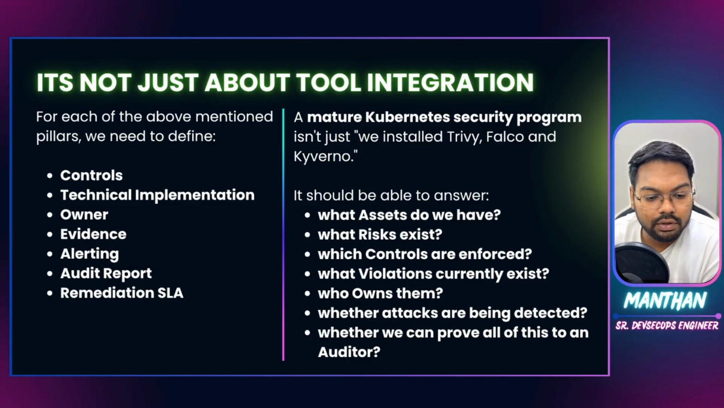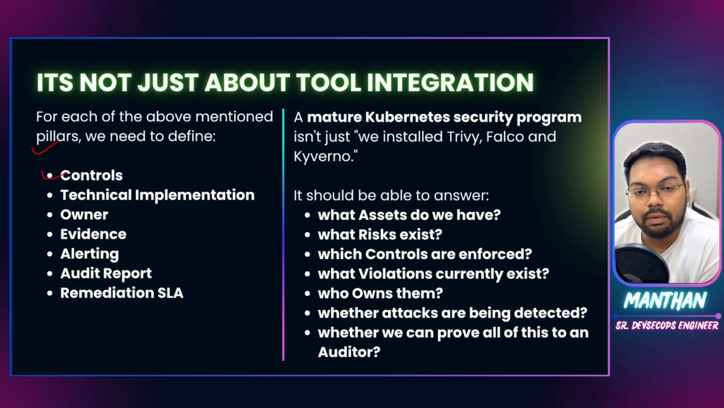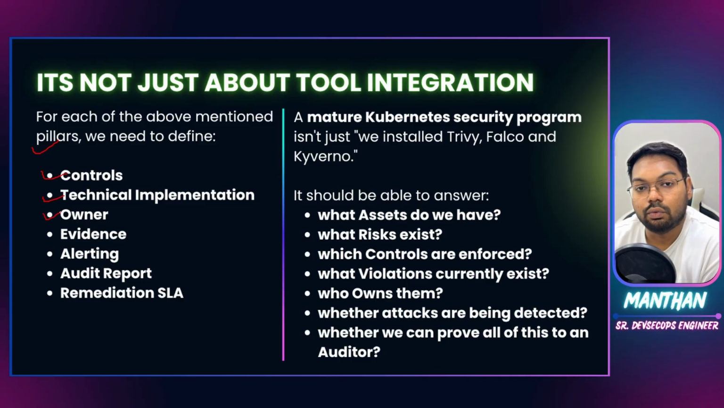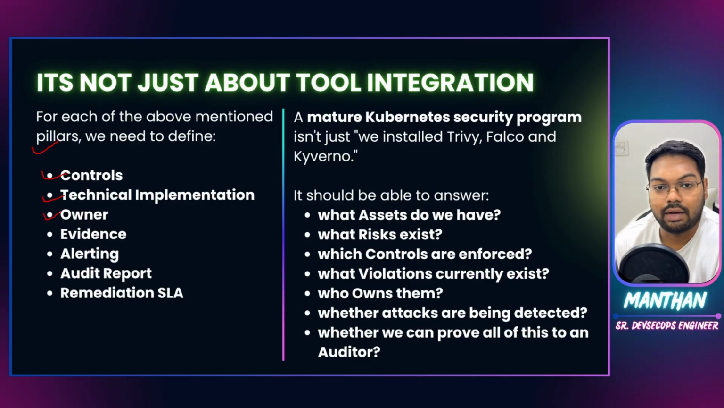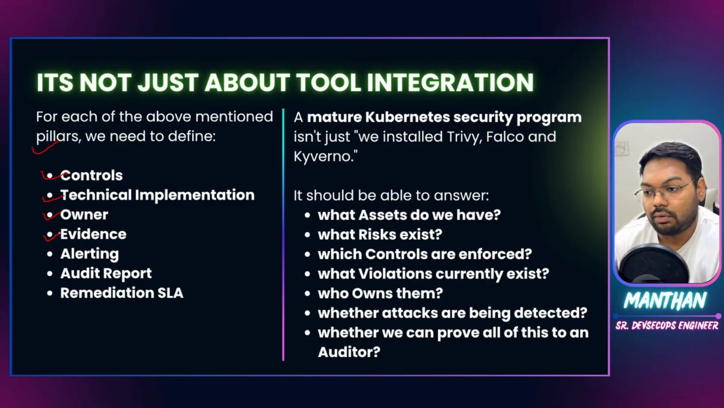So we need to know, for each of the above mentioned pillars, we need to define controls, how and what things should be implemented to make them secure. Then the technical implementation of those things, how we are going to implement those things, where they would lie in the entire SDLC. Okay, then who is the owner of these particular controls, who will define the rules, regulations, and who will be in charge of managing that thing. Then what is the evidence mechanism that you have if any kind of vulnerability has been detected, or if any threat is lingering around there and someone tries to attack you, how you manage the alerting of that thing if something goes wrong.